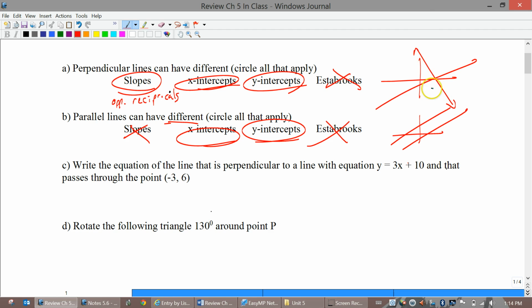Perpendicular lines, that was a terrible drawing. These guys have different x-intercepts, you can see, and different y-intercepts, these two. They don't have any in common.